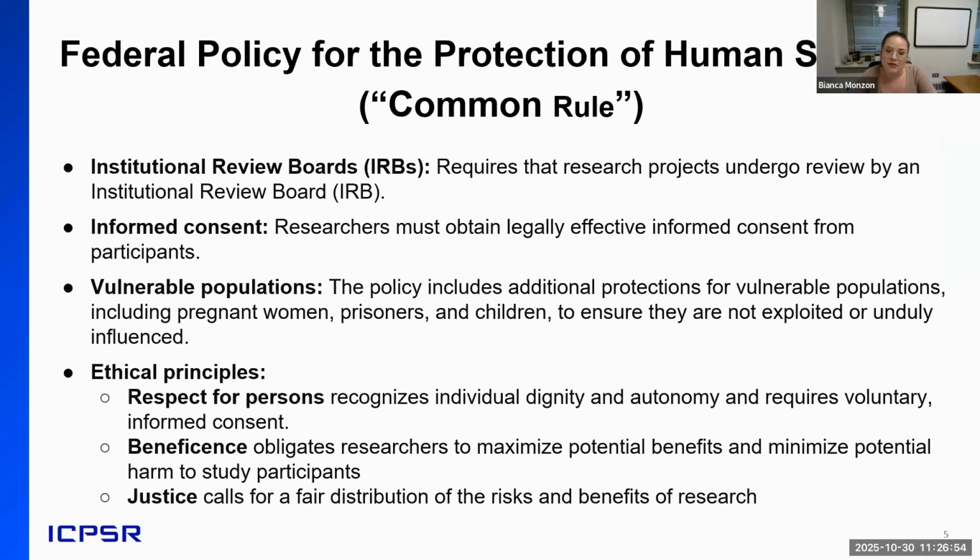The Common Rule establishes core procedures for protecting human research subjects, including requirements for informed consent and review by an institutional review board. The policy also addresses additional protections for vulnerable populations, which we'll discuss later in this presentation, and it provides a set of ethical principles researchers must follow to ensure the rights, welfare, and protection of study participants.